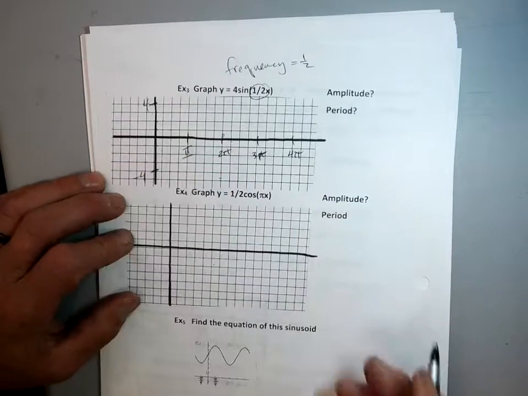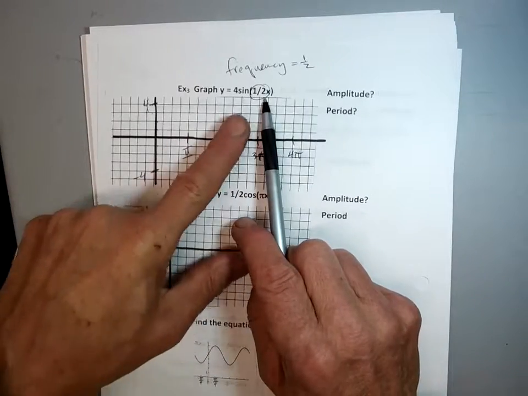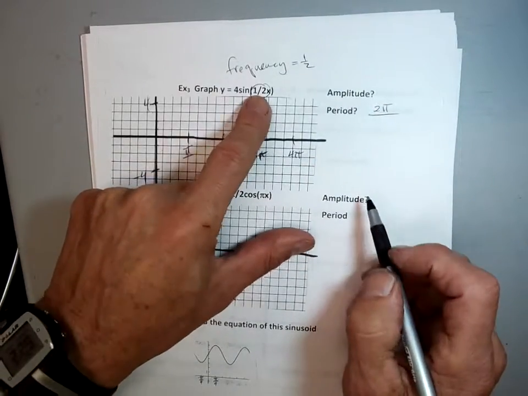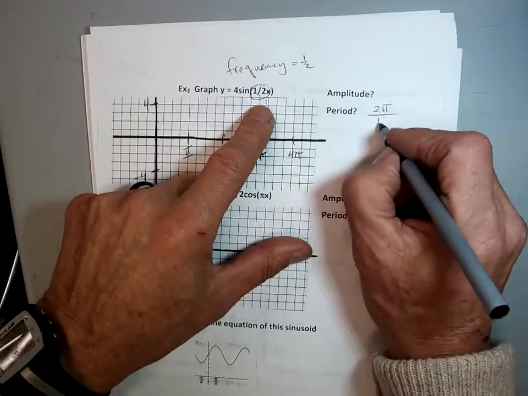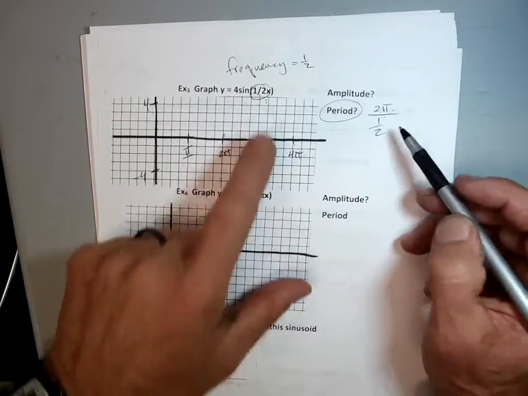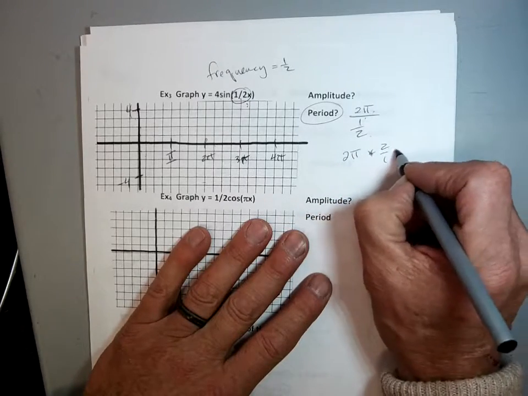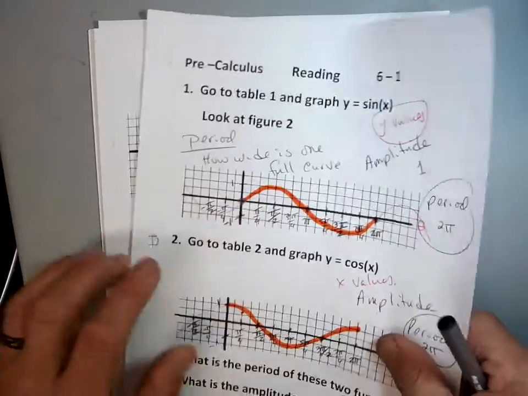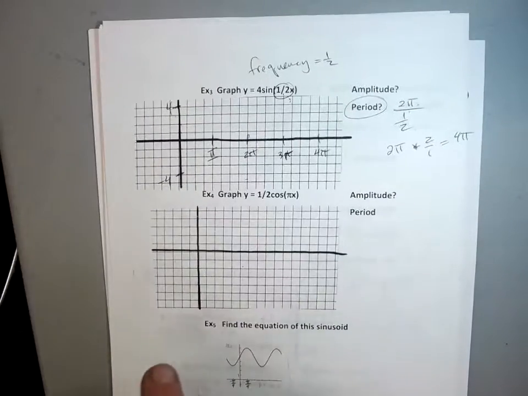Let's see if I can explain this really well. My new period is always 2 pi divided by my frequency, so I'm going to figure out how big each curve is. Take 2 pi divided by my frequency, which is 1/2. If I invert and multiply, that's 2 pi times 2 over 1, which makes 4 pi. So I'm going to have this sine curve between 0 and 4 pi, because I've got to get it all the way over to here.